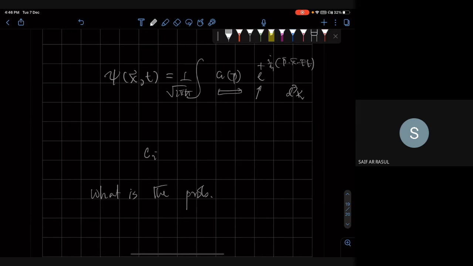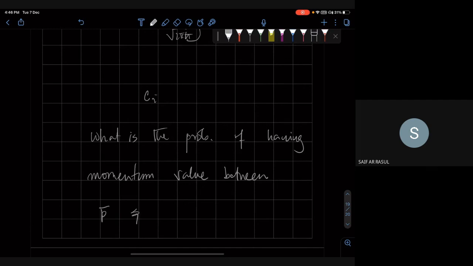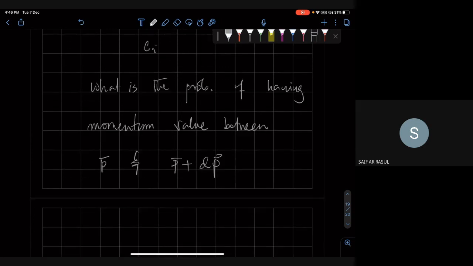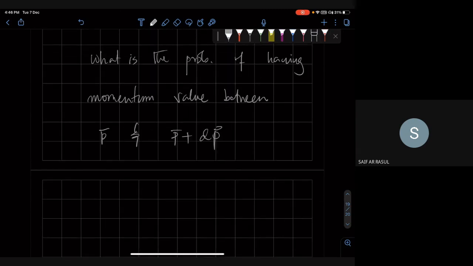probability of having a momentum value between, say, p and p plus delta p, then it'll be given by something like this: A squared of p, d cubed p. Okay.